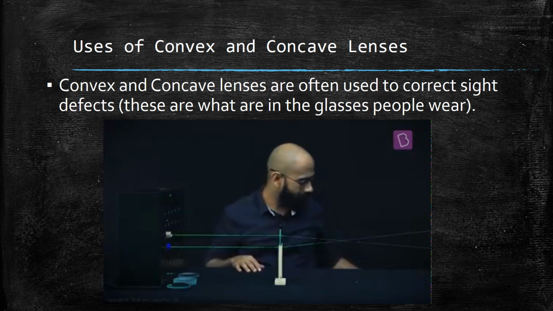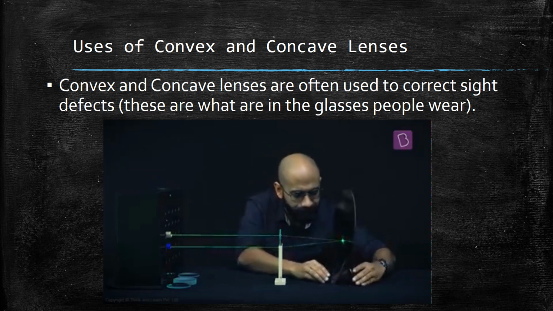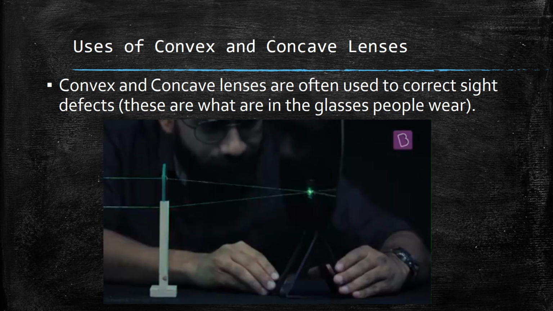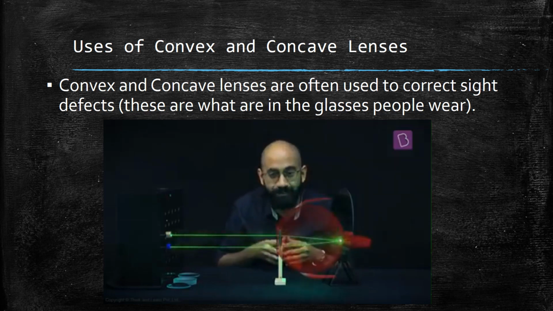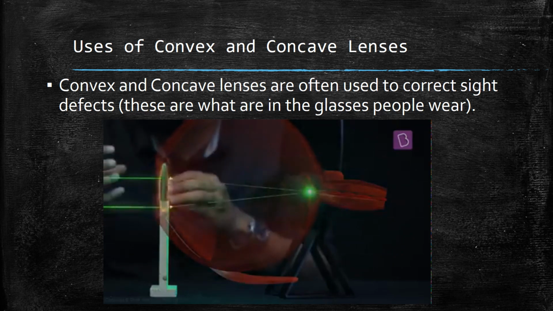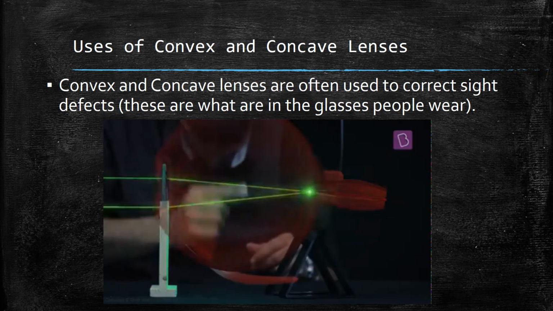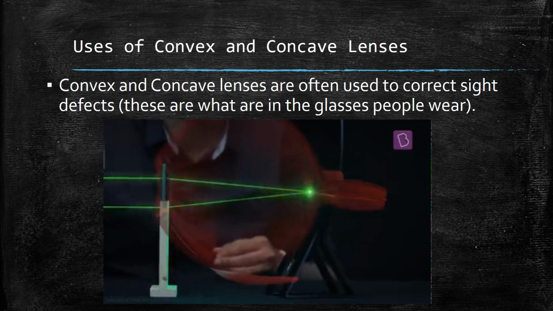Okay? And I have a screen over here that's going to play the role of our retina. Now, if you look closely, this is what happens in the case of a healthy eye. The rays come off objects and then the eye lens converges those rays to a point on the retina. And therefore, this person sees a clear image.